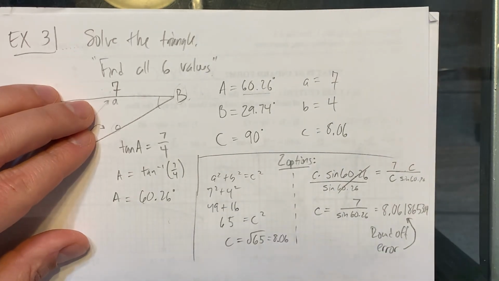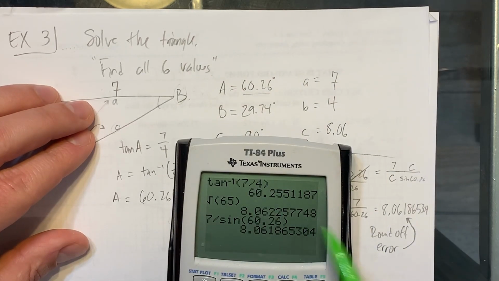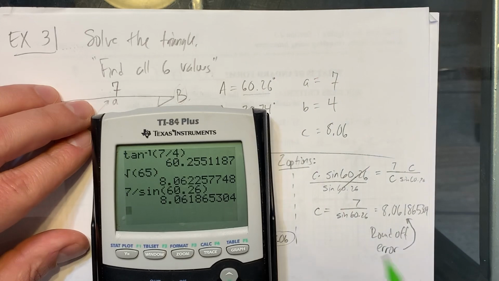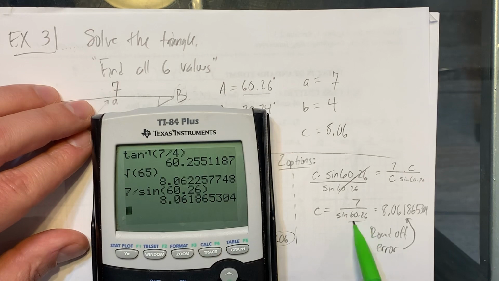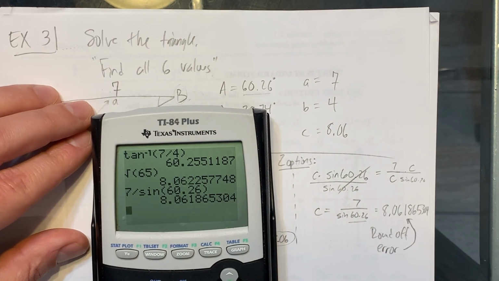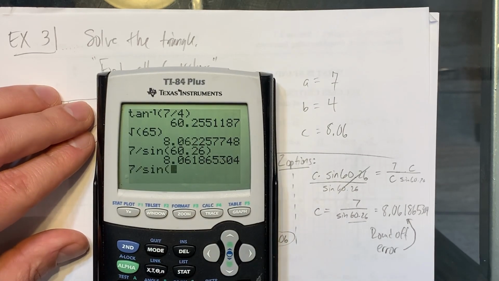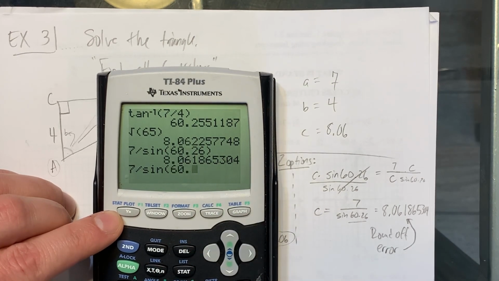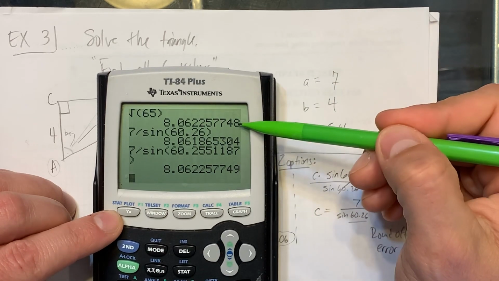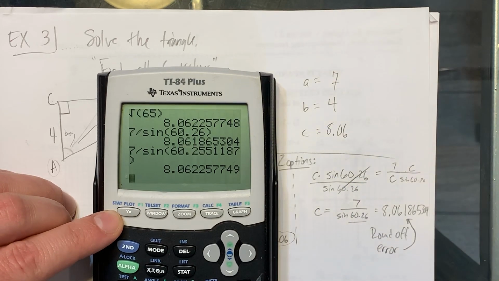My actual answer is this one here, which was 8.0622577748. But see how we didn't type in 60.2551187 into the calculator. I typed in 60.26, which was my round off. If I use the actual number, now watch this, 7 divided by sine of 60.2551187. Now, very close. The square root of 65 is 0.48 or 748, and this one is 749.